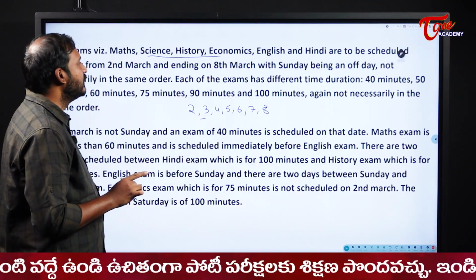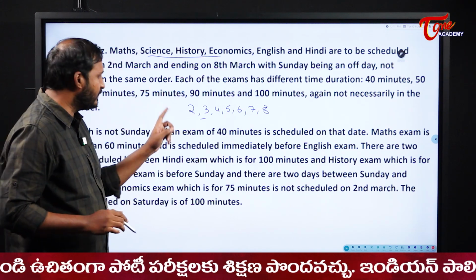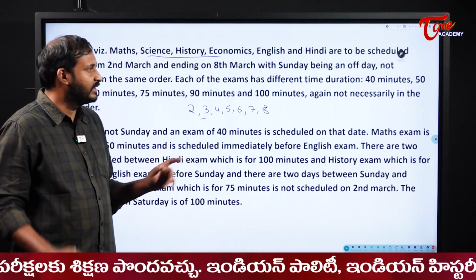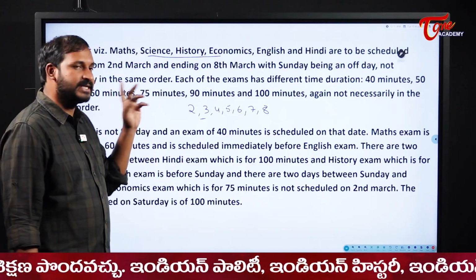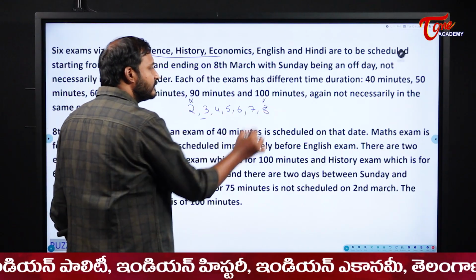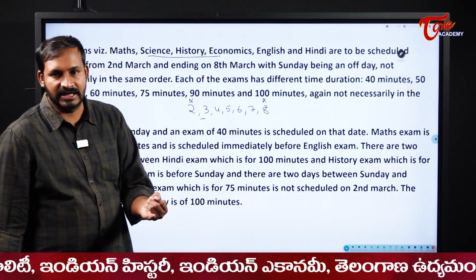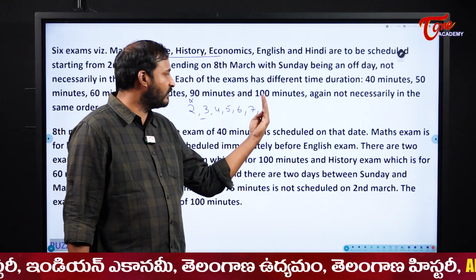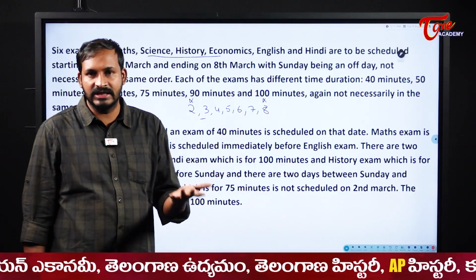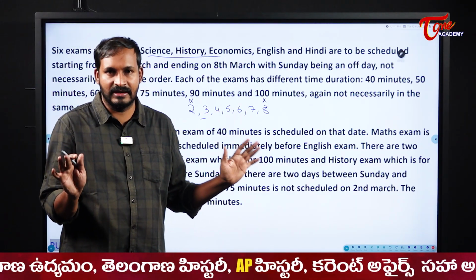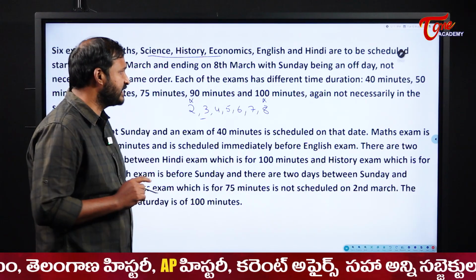Please be careful. With Sunday being an off day. That means, in between these days, we will have one Sunday. It will be an off day. Next, not necessarily in the same order. See here, students, Sunday cannot be on 1st, 2nd or 8th, right? We cannot start an examination on Sunday. Why? Because it is a holiday. And if the examination ends on 7th, why would we give the 8th one date? So that is also not possible. So 2nd and 8th are not Sundays, very clearly. That is the understanding we should have.